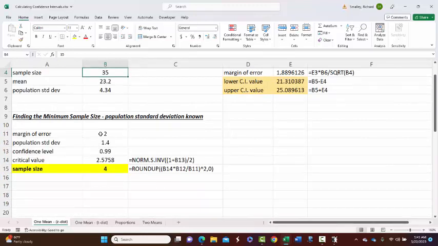Margin of error is 2. 1.4 is population standard deviation. 0.99 is the confidence level. I must be rounding these to 4 decimal places because there's more decimals than that, but it doesn't matter because of what it's showing here. So that's actually the formula. You see, I discovered a round up command that takes care of the rounding up for us already. And then your sample size 4. Isn't that delightful?